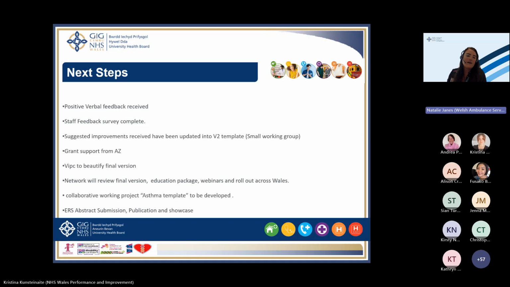And then the last step, which we've already done, is we've spoken at the Welsh Thoracic Society, and obviously at webinars and conferences, and we've got a nursing conference in June that I'd like to encourage you all to attend, because we've got a jam-packed agenda. There's also an ERS abstract submission, which I'll let Kia talk about for the next slide.